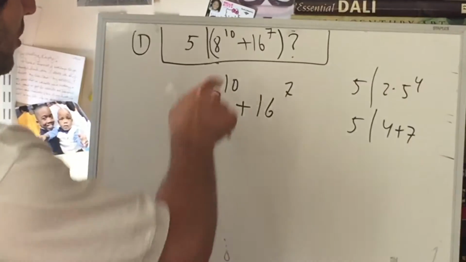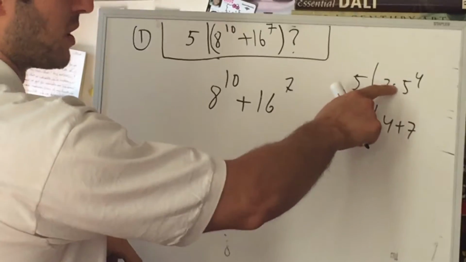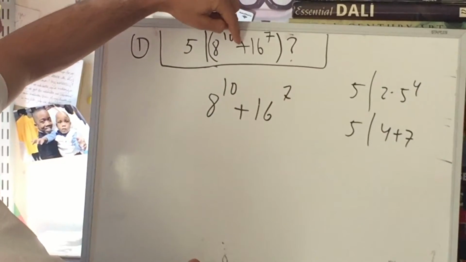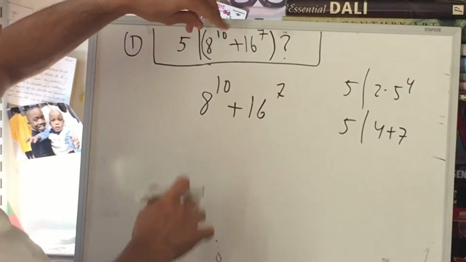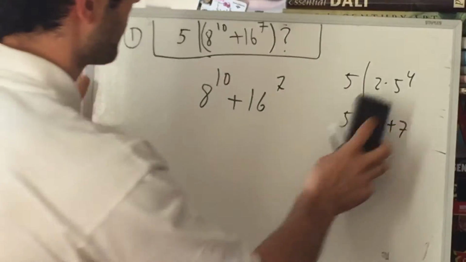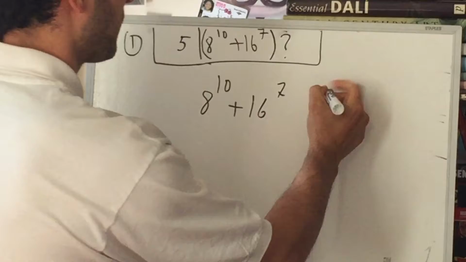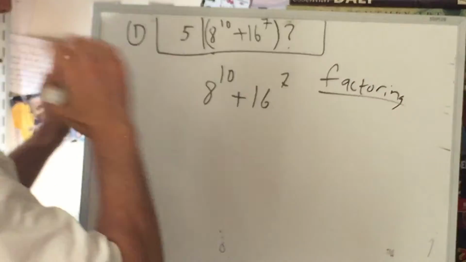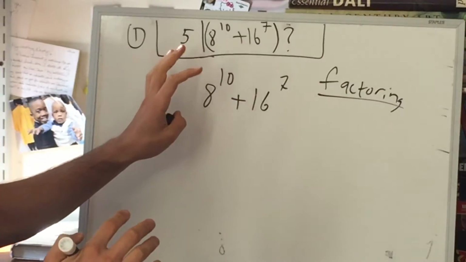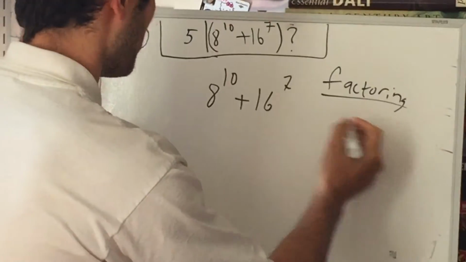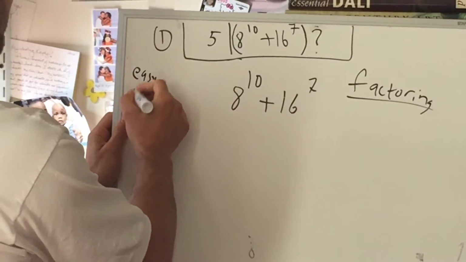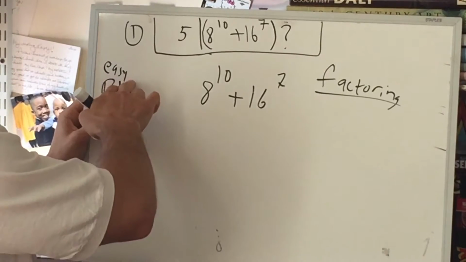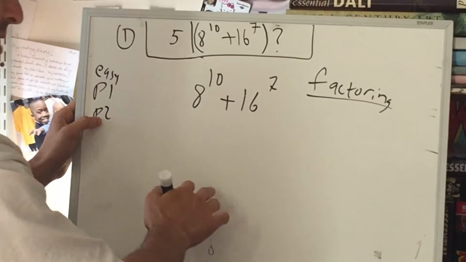So our goal is to turn addition into multiplication. We want a prime factorization. This is not a prime factorization because it has a plus. If we can get this to be a times somehow, then we're there. So the key idea for today will be factoring. First, there's going to be 3 ways of doing this problem. There's going to be an easy way, a painful way number 1, and a painful way number 2. Let's do it the easy way first, and then you'll see what the other ways are.